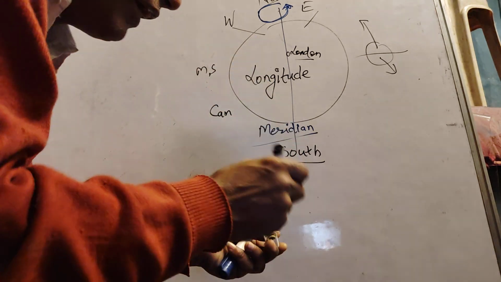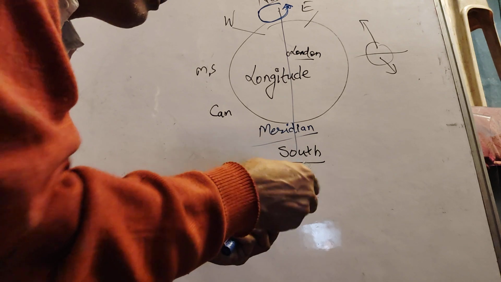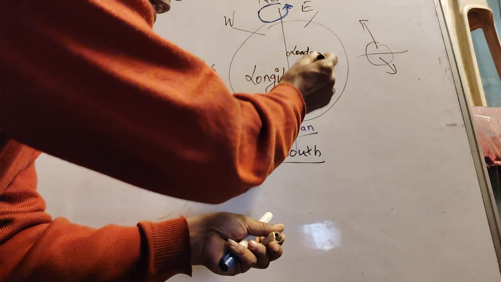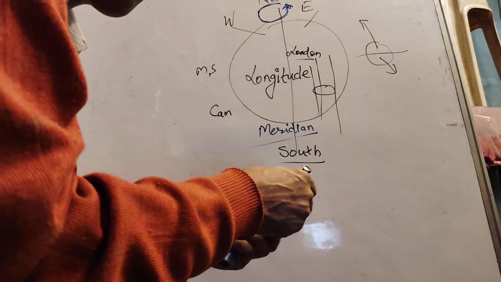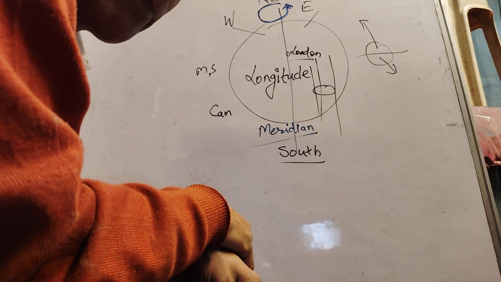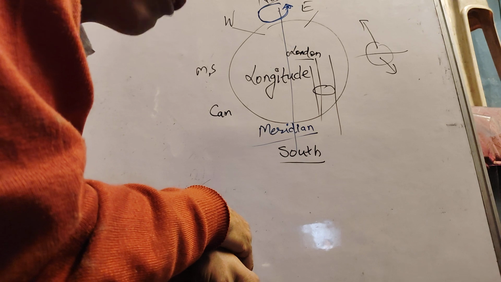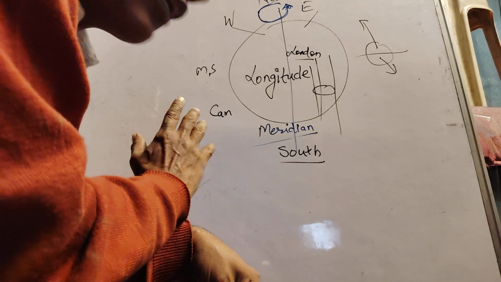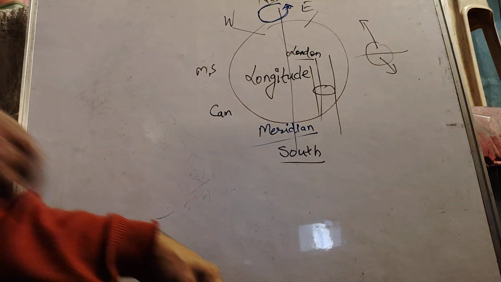So why is there a difference? Because they have different longitude lines. Suppose Australia is here, and one longitude line is here, another longitude line is here, another is here. So the difference in longitude decides the time. Similarly, Russia starts from Europe and ends in Asia.